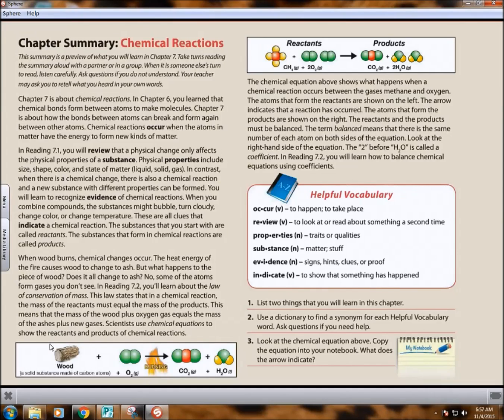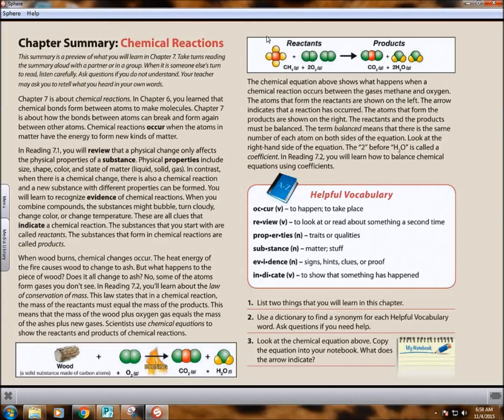Then we have a picture down here, and it shows you the wood, which is a solid substance, and you add oxygen to it, and then this is the reaction. When it burns, it makes carbon dioxide, which is a gas, and it also gives off water, which is a liquid. This little G down here means it's a gas, and that means that it's a liquid.